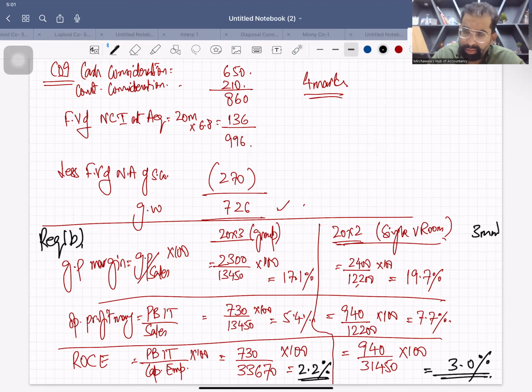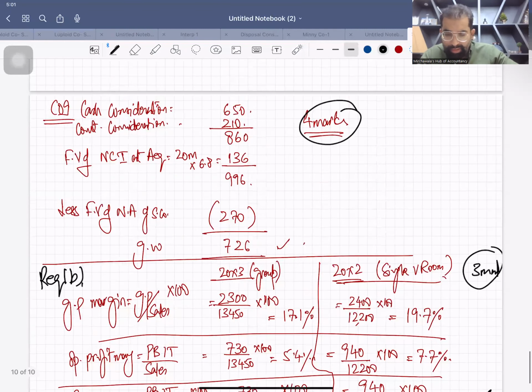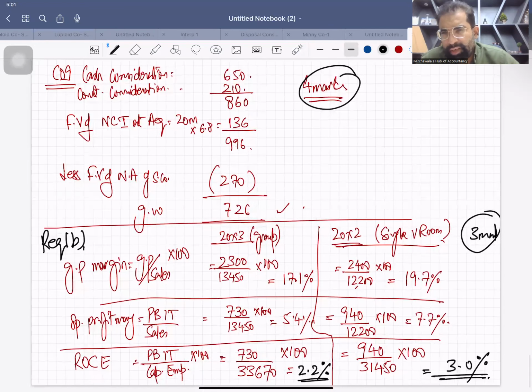These 3 marks are also free marks, and those 4 marks are also free marks. If you can't score these 7 marks, then you deserve failure. If you can't score these 7 marks, that means you know nothing. See, the calculation of ratios is like F3 level, basic A levels type thing. This calculation of goodwill is a basic level thing, not advanced.